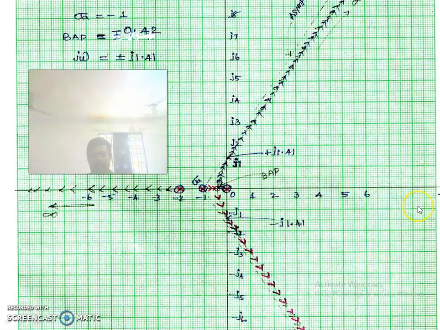Now I will explain how to draw the root locus. The first step in drawing the root locus is to take the graph, then draw the real axis and imaginary axis. After drawing the axes, we have to plot the poles and zeros. In this problem, we have only poles: s = 0 is one pole, s = -1 is another pole, and s = -2 is another pole, so only 3 poles. Then you have to draw the centroid. Here the centroid is at -1.